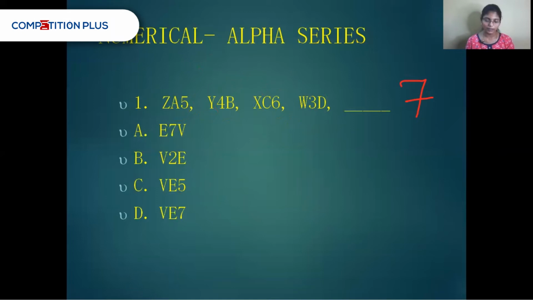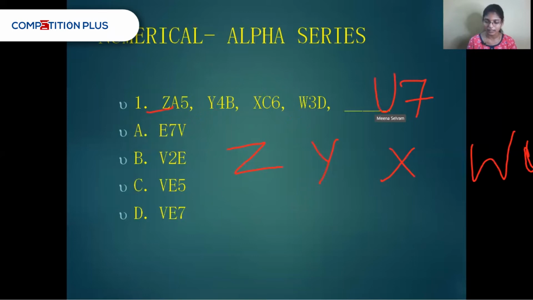Now let us move on to the alphabetical letters of the given question. Let us take the first position in each term: Z, Y, X, W. So this is nothing but your alphabetical series in the reverse position. X, Y, W, V, and so on. So the next letter would be U. That is your middle letter of the last term.